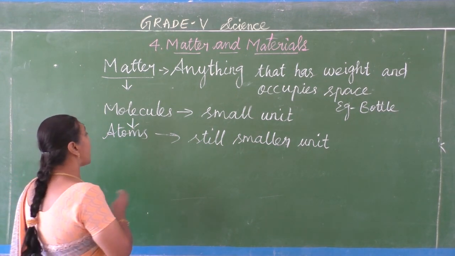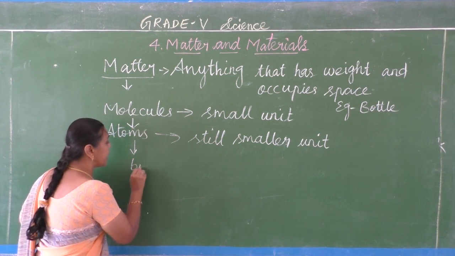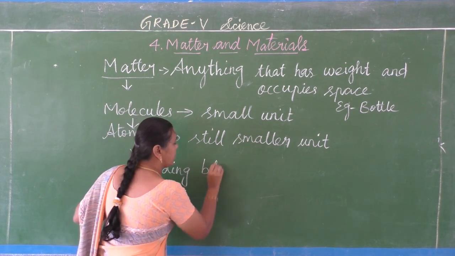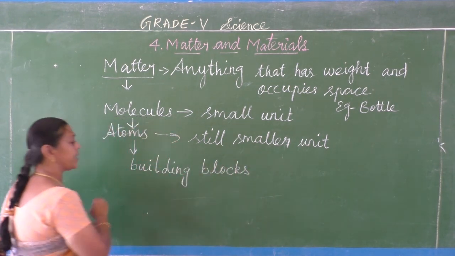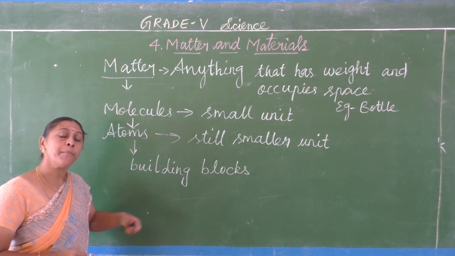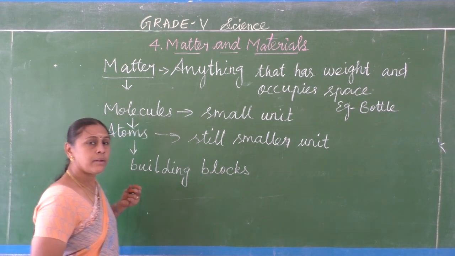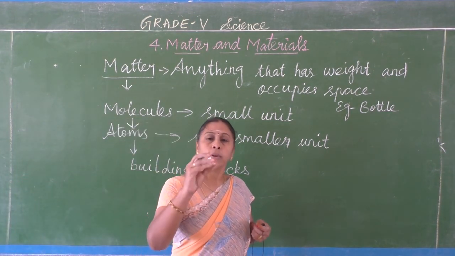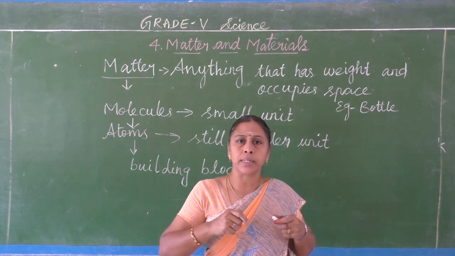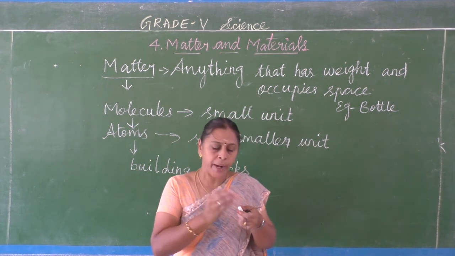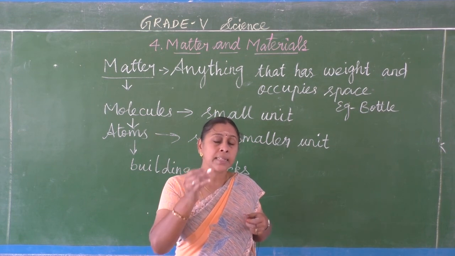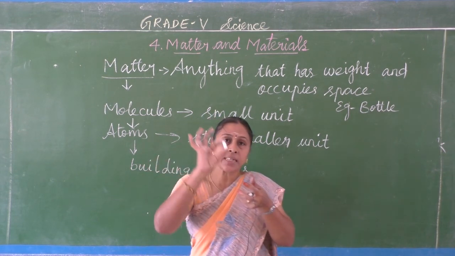So this atom is the building block of a matter. For example, you take this chalk piece. You can break this into smaller units. Is it not? If you break this, it will divide into a very small piece. So let us keep this as a molecules, that smaller. Now this is a matter.